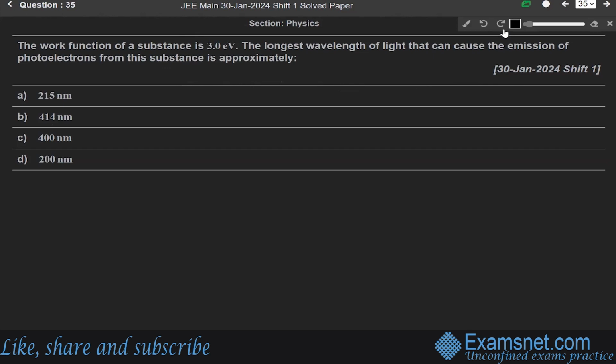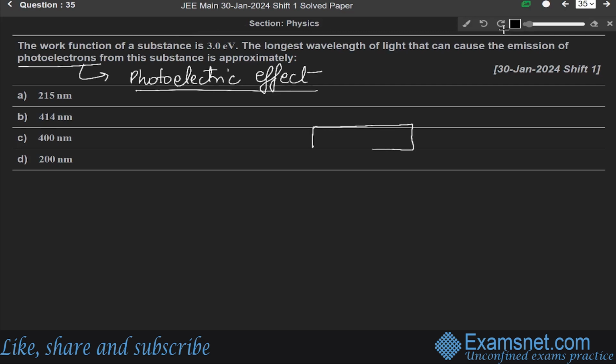Now question 35. The work function of a substance is 3.0 electron volt. The longest wavelength of light that can cause the emission of photoelectrons from this substance is approximately. So it is asking about the photoelectrons. So this is from the photoelectric effect. What is the photoelectric effect?